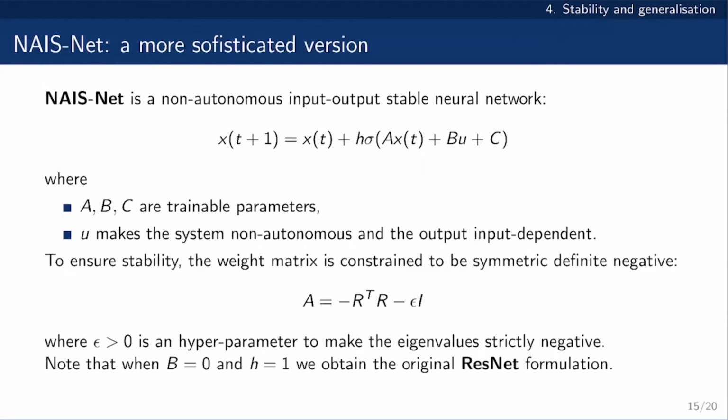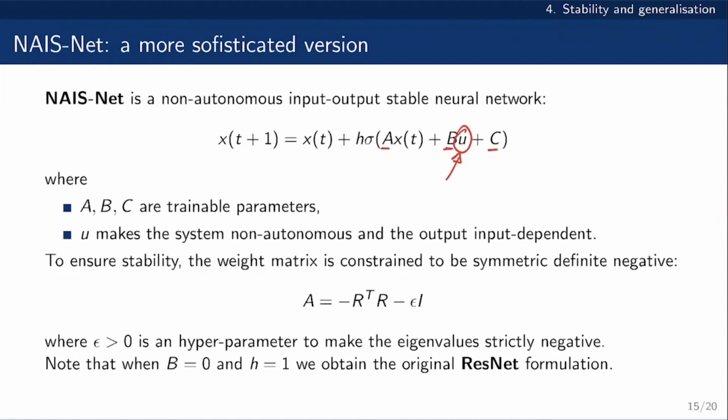This architecture is called ResNet, and if we use the terms associated with dynamical systems, it's called a non-autonomous input-output stable neural network. That means the output is input dependent, and this is because of U here, which is the input of the neural network, okay? And you have A, B, and C that are trainable parameters.